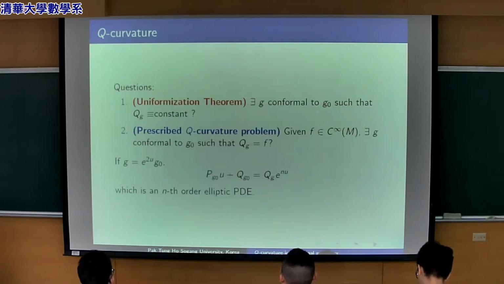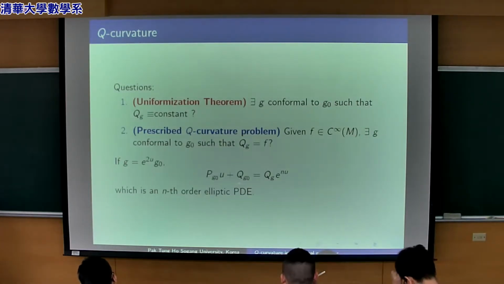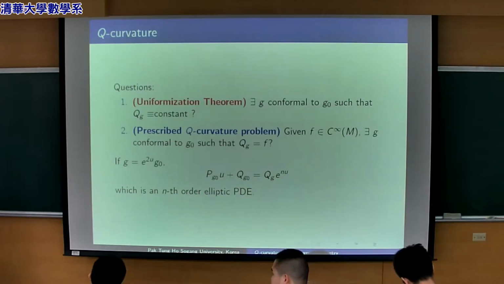And this can in fact be put as a problem in PDE, right? Because remember, if you change the metric conformally, you have this formula. So it means you want to solve this nth order elliptic PDE such that the Q curvature is constant, or the Q curvature is f.